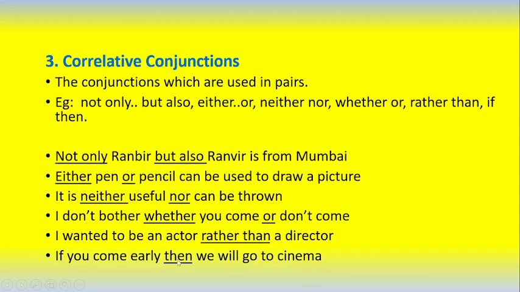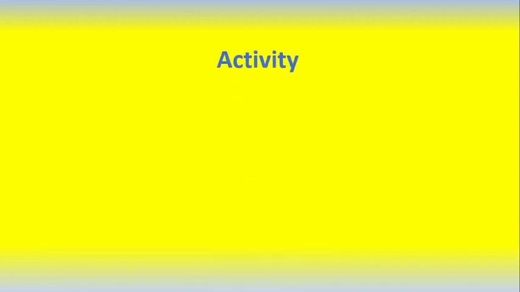See, if and then. In all these sentences, we can see a pair is used: not only, either or, neither nor, whether or, rather than, if then. So these conjunctions are called correlative conjunctions. They are related to each other. So that's all with regard to conjunctions.